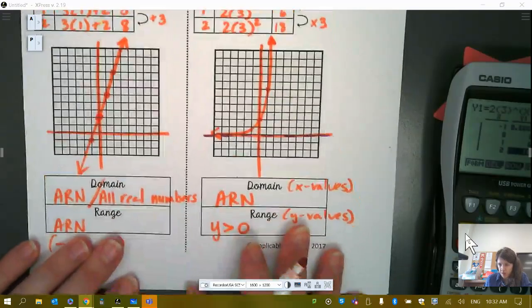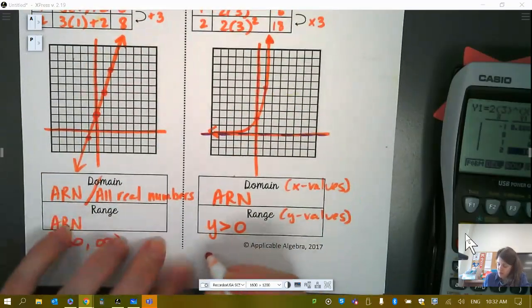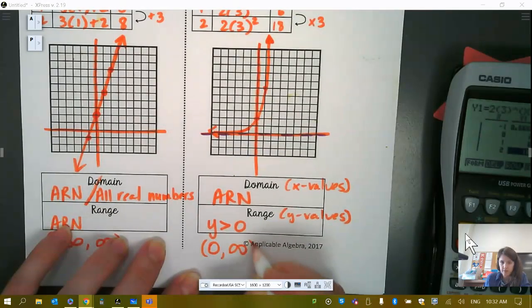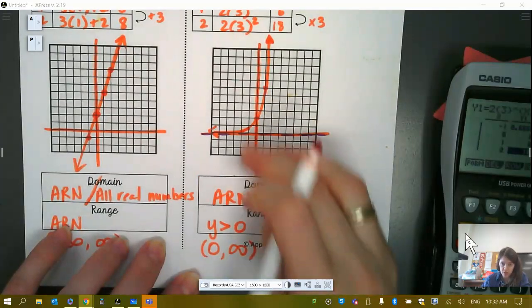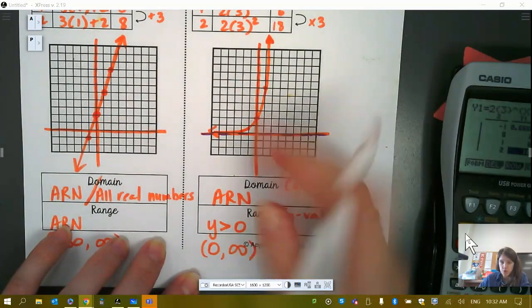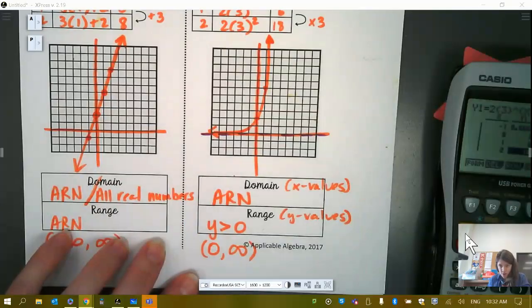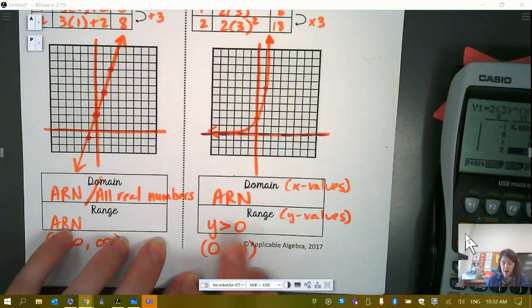But usually you'll see it written like this: y is greater than 0, or you will see something that says 0 to positive infinity. Because it starts at 0, that's my low end, and positive infinity is my high end. I can go forever upward, but I don't go down. This graph is not going down. In some examples, we'll look at some that are flipped over and going down later, and they would go from 0 to negative infinity, or they would be y is less than 0. But in these cases, it's all the numbers greater than 0.